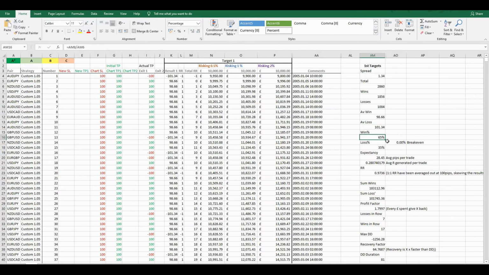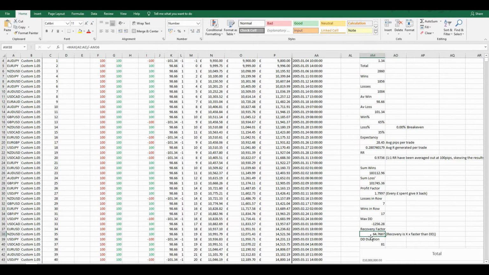Win rate, I'm looking at roughly a 65% win rate. Again, depending on the pair, this varies. I think my highest win rate on one of the pairs is the dollar-yen. Dollar-yen pair, I think I'm up to 70%, and then my lowest is about 56%, so averaged out at about 65%. Total trades tested 2,860 since 2005.